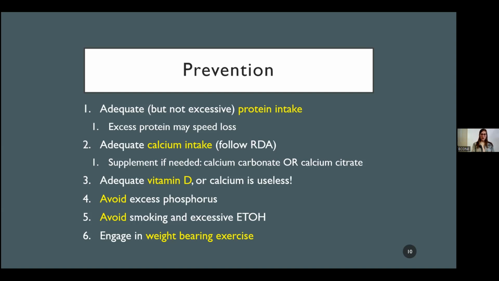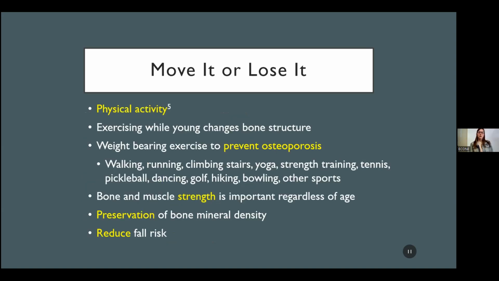The fourth prevention is to avoid excess phosphorus, and we'll get into that later. Also avoid smoking and excessive alcohol intake. And then engage in weight-bearing exercise. So exercise, why are we talking about exercise when we're talking about a nutrition or talking about a food? Well, exercise goes hand in hand with bones.